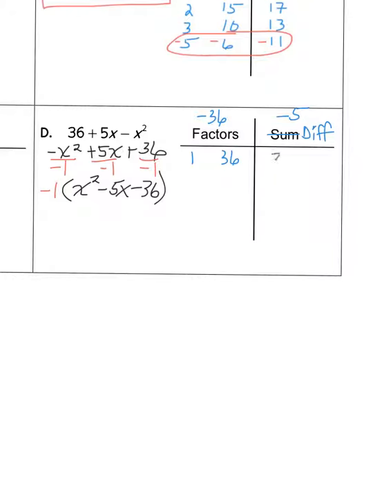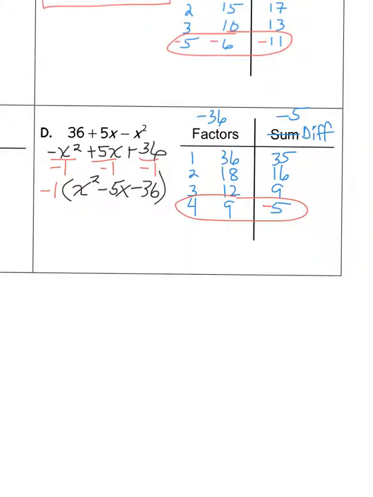They subtract to give me 35, so that's not it. 2 and 18 subtract to give me 16, still not it. 3 and 12 subtracts to give me 9, nope. 4 and 9 subtracts to give me 5, and there it is. So those are the ones I'm looking for.